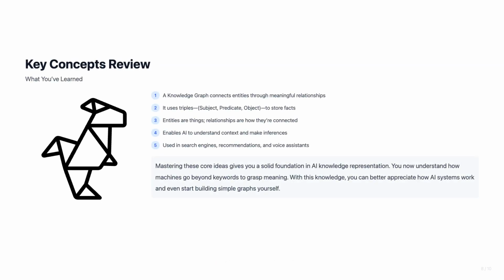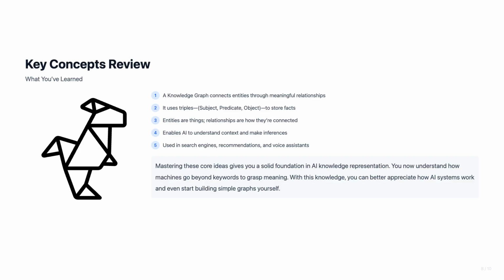Let's take a moment to review what we've learned so far. First, a knowledge graph is not just a diagram, it's a structured network that connects real world entities like people, places, and events through meaningful relationships. Second, it stores information using triples, subject, predicate, object, simple sentence like facts that machines can easily process. Third, entities are the nouns of the system, like Tom Hanks or Inception, while relationships are the verbs that link them, such as starred or directed.